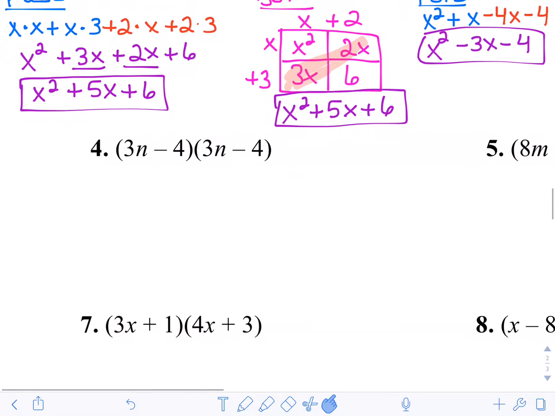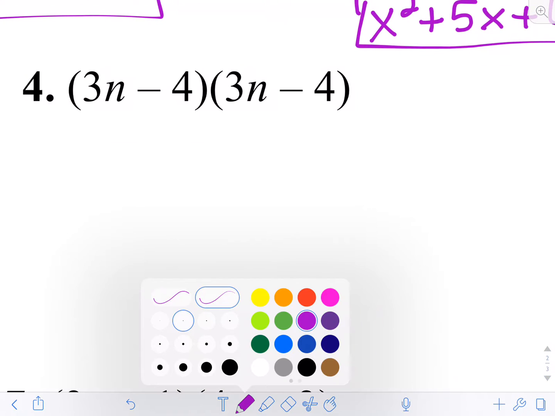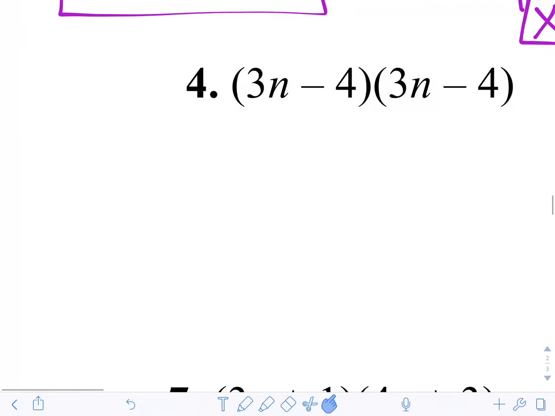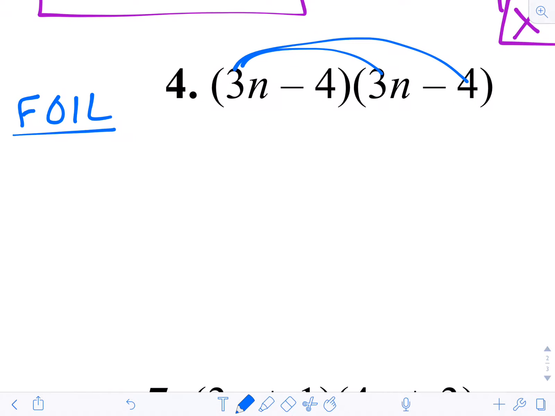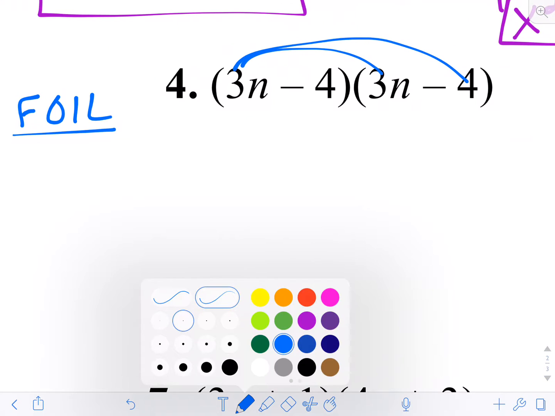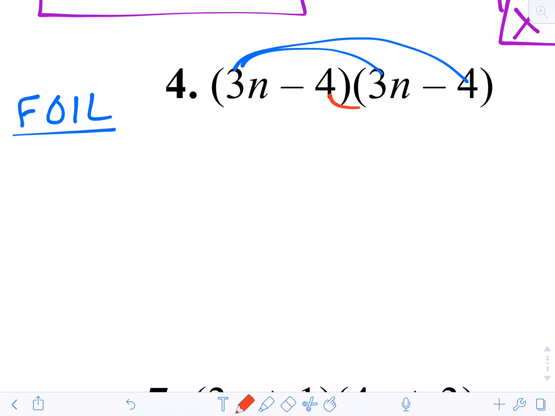Alright, number 4. Okay, so again, scoot over just a little bit. We're going to start off with FOIL. So I'm going to FOIL the 3n in, I'm going to distribute that to everything, and then the negative 4.